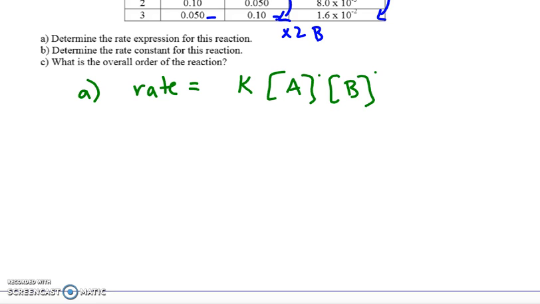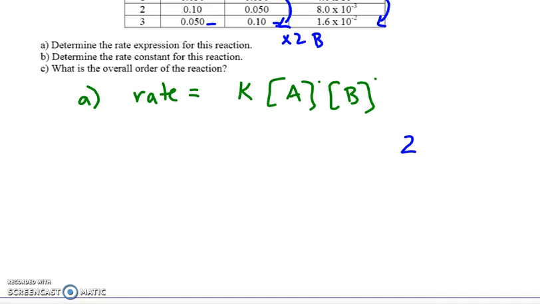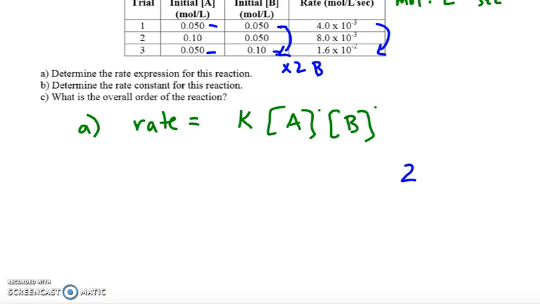Okay, if we see that B is doubled, so I'm going to start with the number 2 because that's a doubling. Okay, what has happened? What do we have to do? What exponent do we have to put here? I'm going to say n, to equal an increase in the rate.